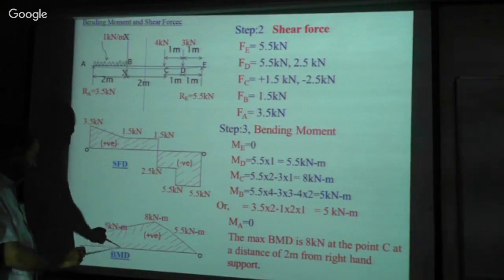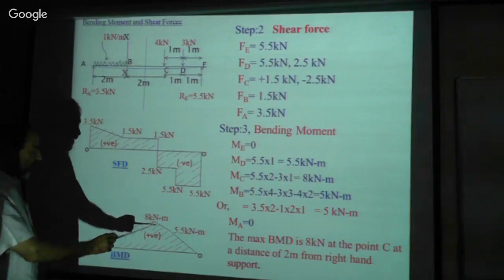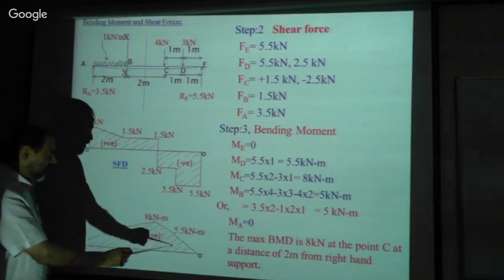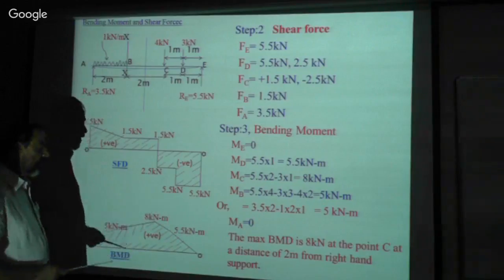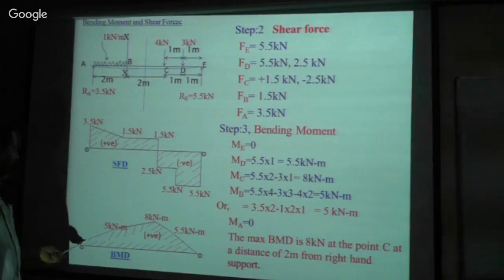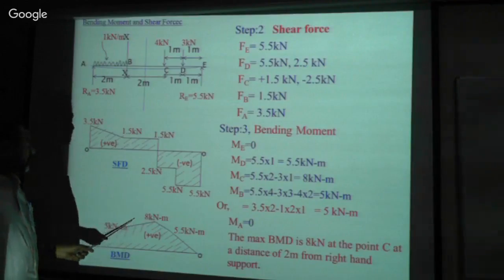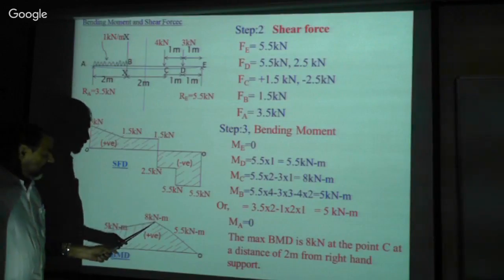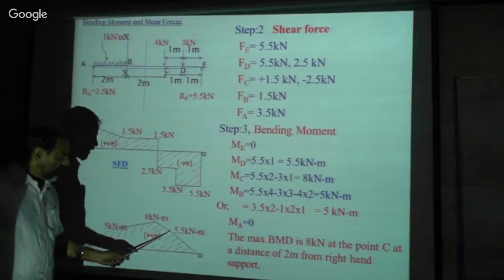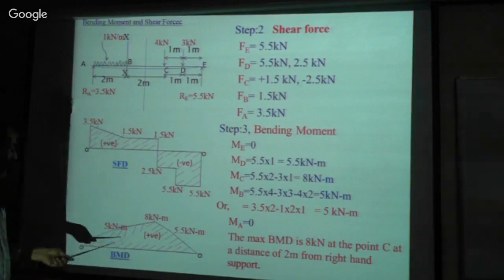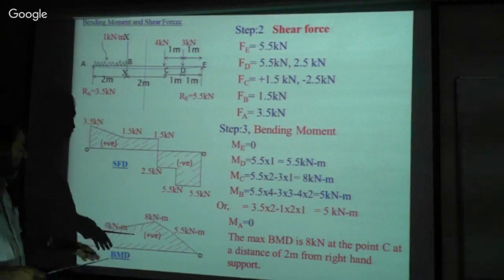Now, from here to here it is 5 kilonewton meter, from here to here it is 8 kilonewton meter, and from here to here it is 5.5 kilonewton meter. Isn't it? Now complete this. It is a parabolic line, and from here to here it is a straight line, a linear variation. From here to here it is also linear variation. Now, this completes the bending moment diagram.